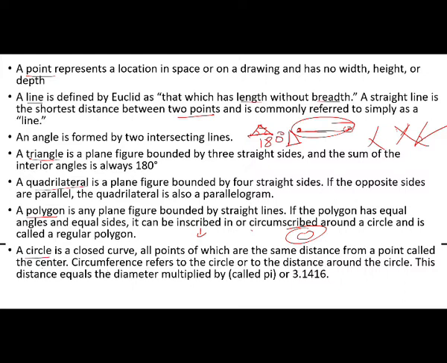Circumference: this line is the circumference of the circle, and it refers to the distance around the circle. This distance is equal to the diameter multiplied by pi, that is diameter into pi. That is the circumference, also called the perimeter.